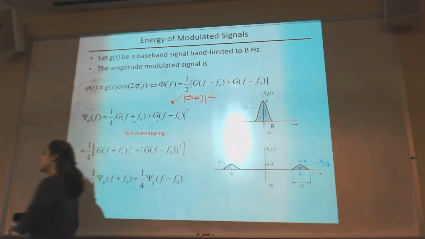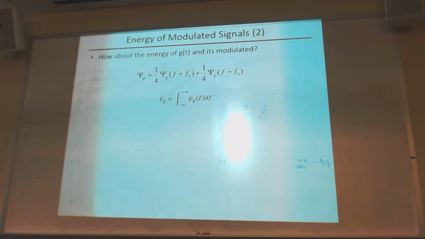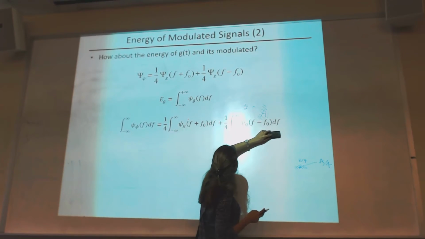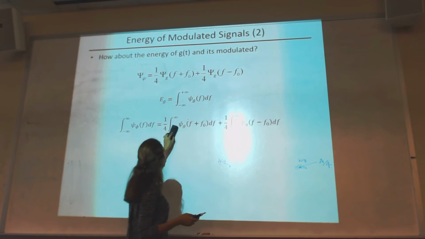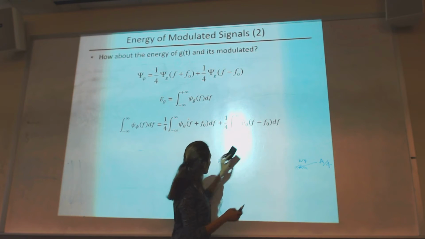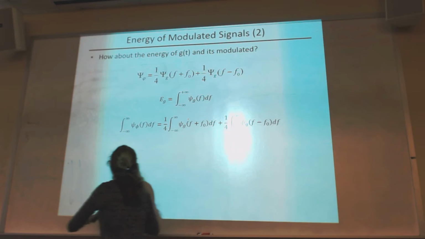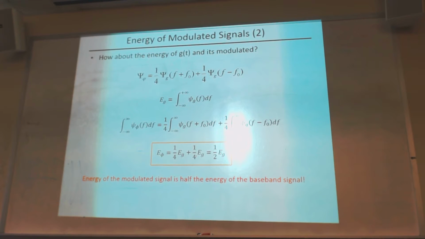Okay, fine. So now, this is the mathematical way of what I did. The energy of the whole thing, which I denoted as A, the area, is EG. For the other one, it's a quarter of this integral plus a quarter of the integral, a quarter here, a quarter there. So the total is half. The quarter and quarter is half of the energy. So the energy of the modulated signal is half the energy of the baseband signal.